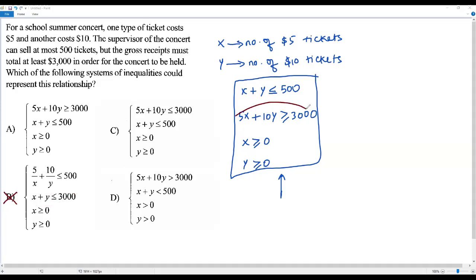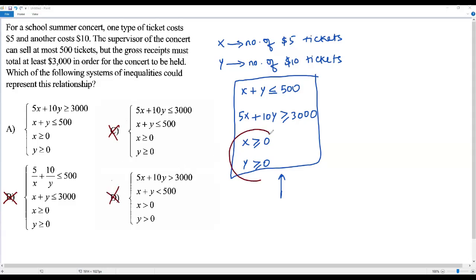Okay, now let me check the second inequality, that is 5x + 10y greater than or equal to 3,000, in all the answer choices. I find this inequality in answer choice A and only in answer choice A. I don't find it in C, because in C we have less than or equal to 3,000, but here we have greater than or equal to 3,000. And in answer choice D we just have greater than, but it has to be greater than or equal to. So we can reject C and D as well.